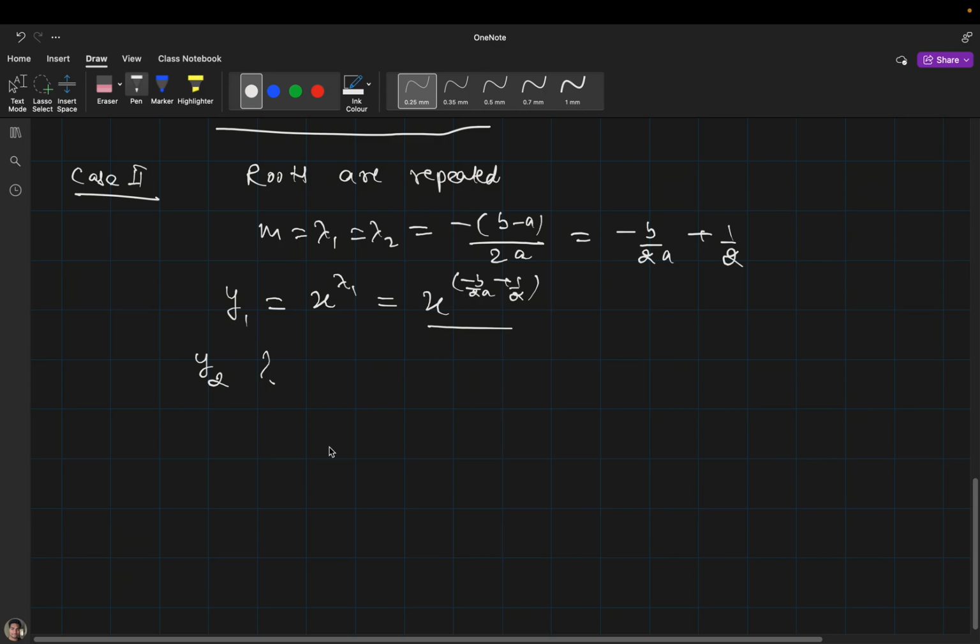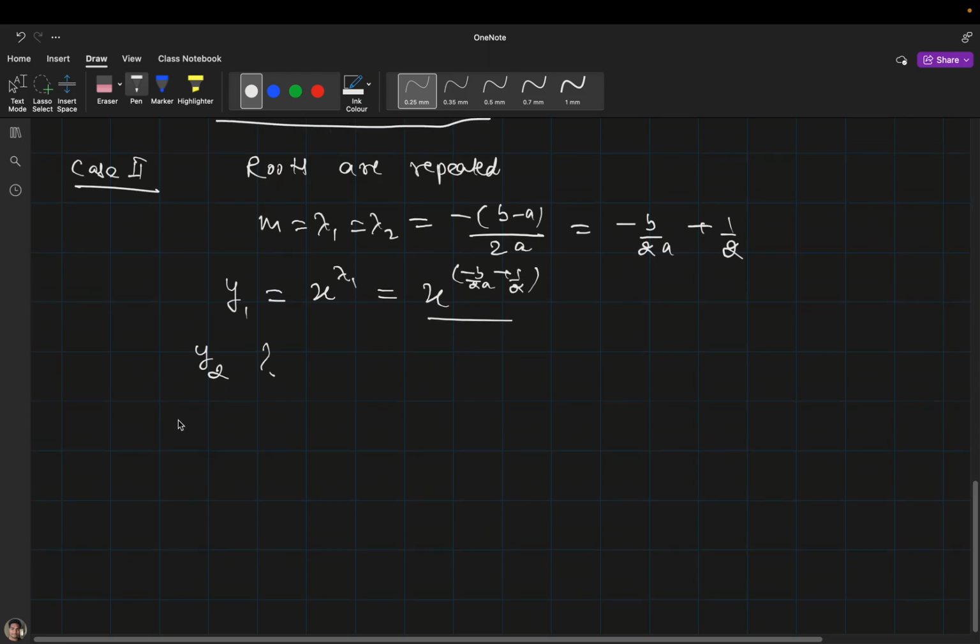Sir, the other is also similar, x to the power minus b by 2a plus 1 by 2, the same thing. Solutions should be independent, sir. Yeah, that's why this will be different. If you say y2 will also be the same, that cannot be the solution, because solutions must be linearly independent. So we will use the same thing which we did previously.